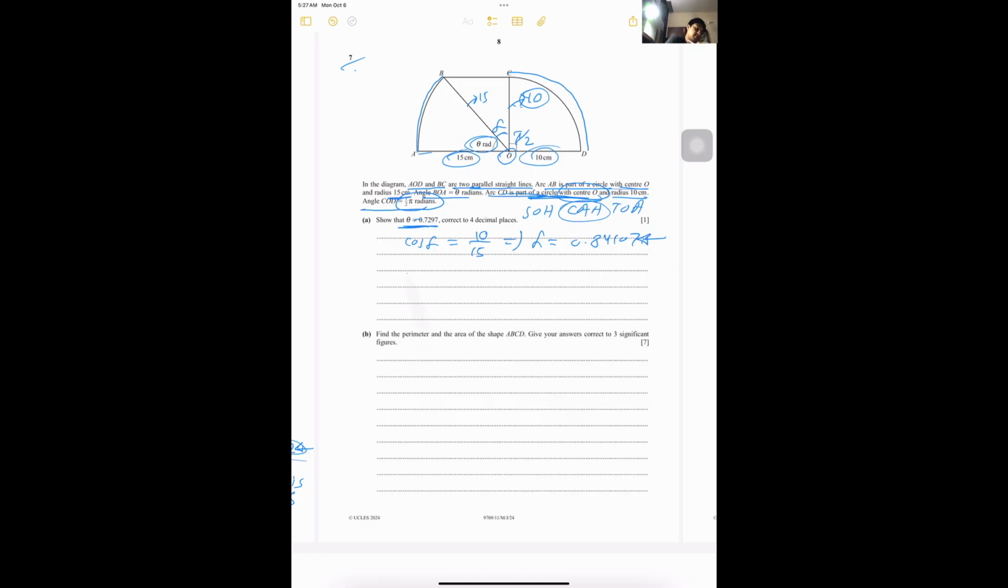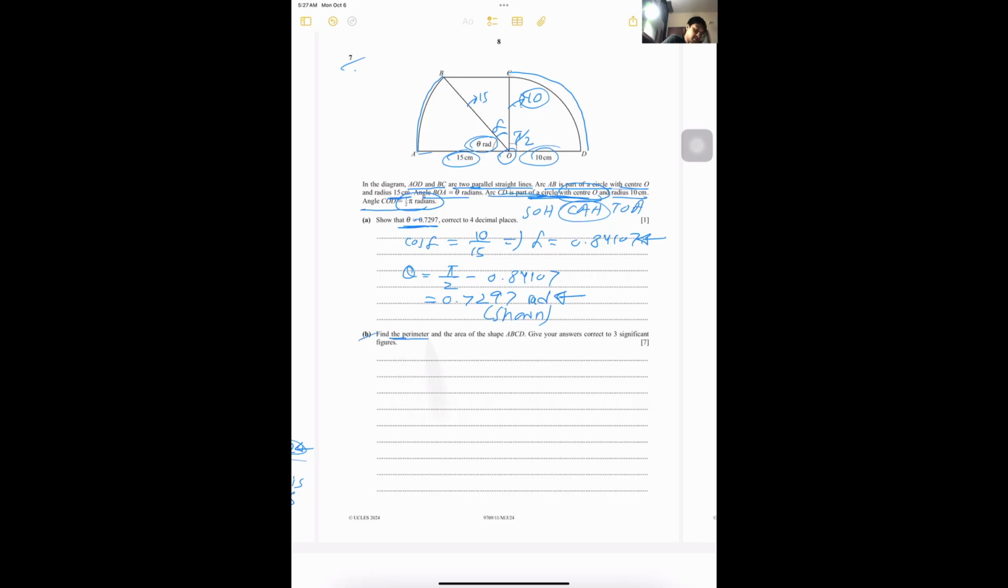Once we've done that, then we will simply say theta equal to pi by 2 minus 0.84107. This should automatically give us the answer we're looking for. So I'm not using the calculator here, so just give the radians as shown.